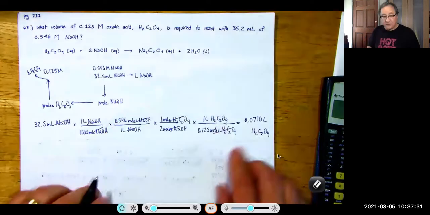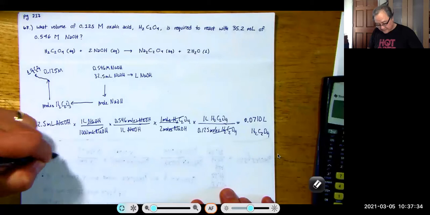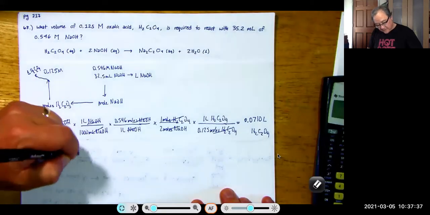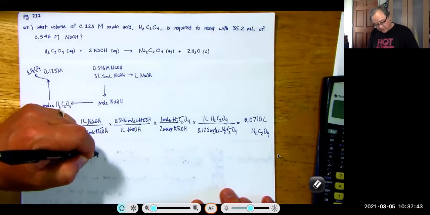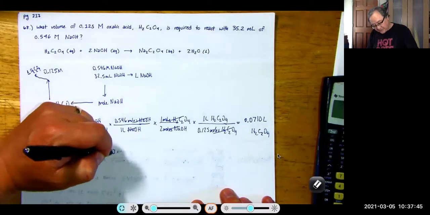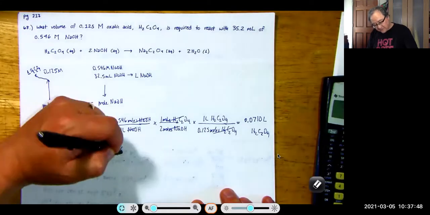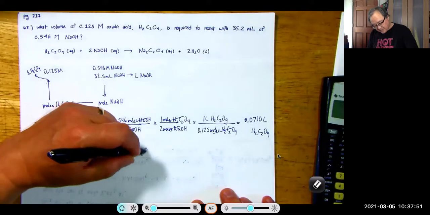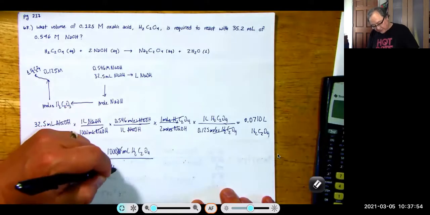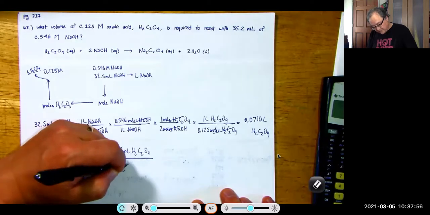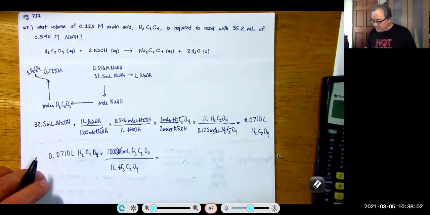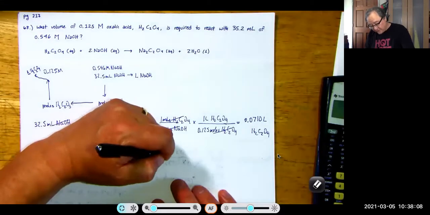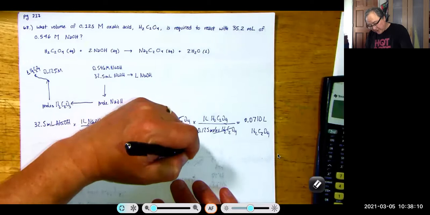Now, if you don't like that answer in liters, you could always take it and convert it into milliliters. So in this case, it's 1,000 milliliters per 1 liter of solution. And I get 71.0 milliliters of the oxalic acid solution.